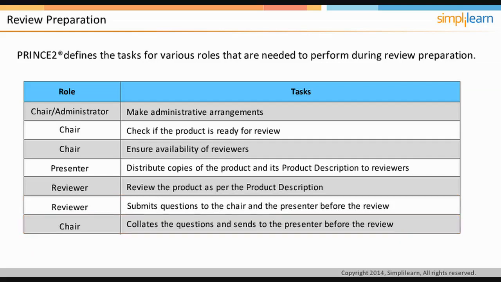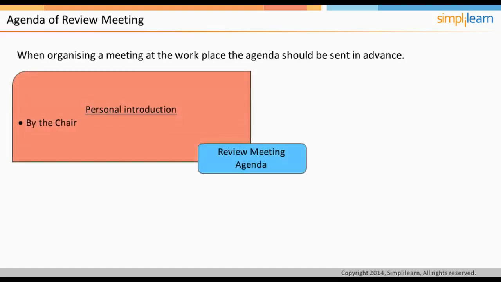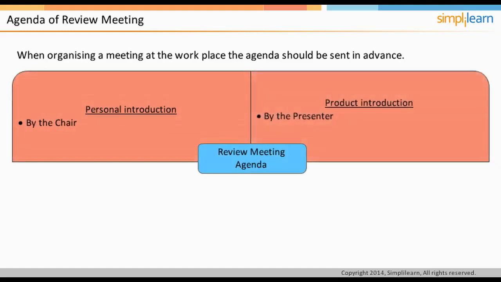In the following screen, let us learn about setting agenda for review meeting. When organizing a meeting at the workplace, the agenda should be sent in advance along with the relevant documents so that the attendees are clear about the purpose of the meeting. Usually, such well-organized meetings are fruitful and utilize the time effectively. PRINCE2 suggests following agenda for the quality review meeting. A personal introduction is given by the chair. The presenter introduces the product and also summarizes the product in brief, such as the product's purpose, who needs it, why they need it, and what it will do.